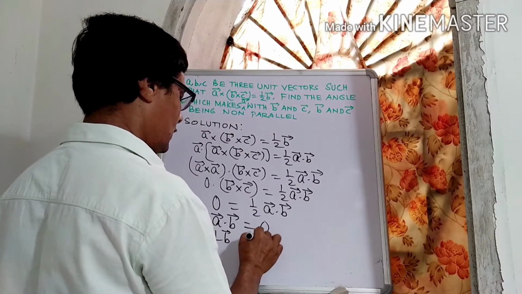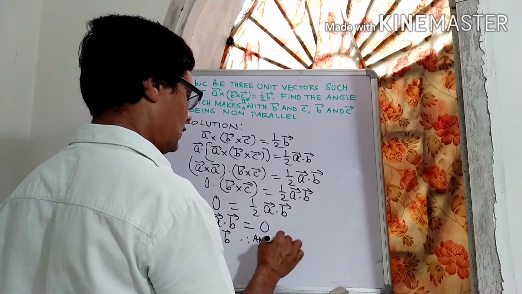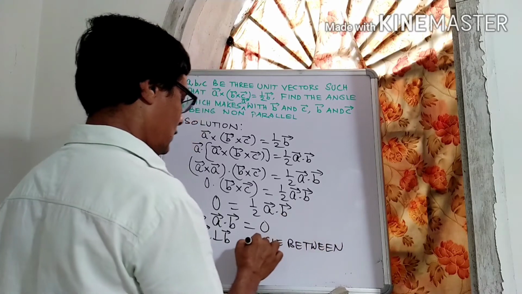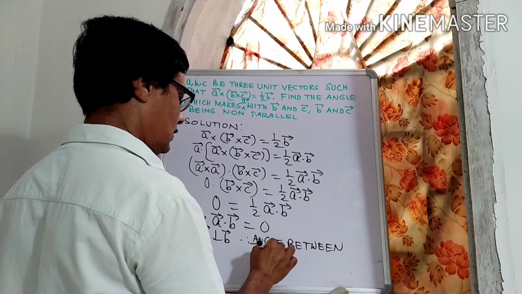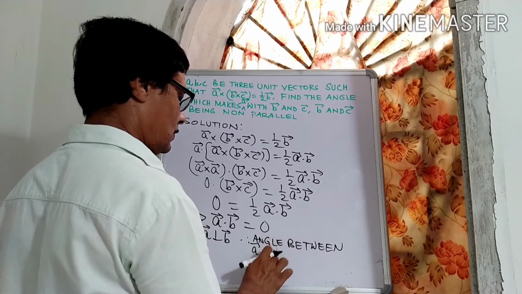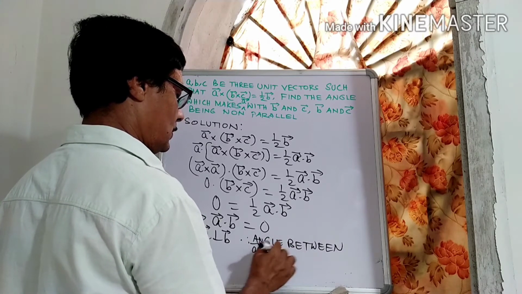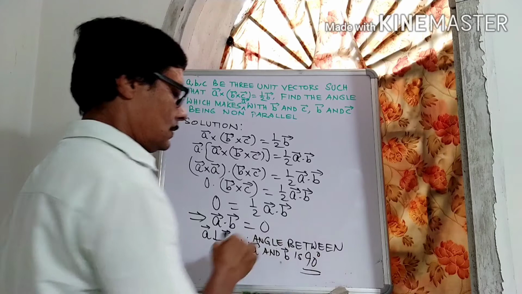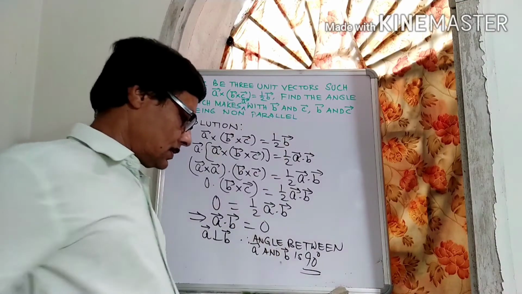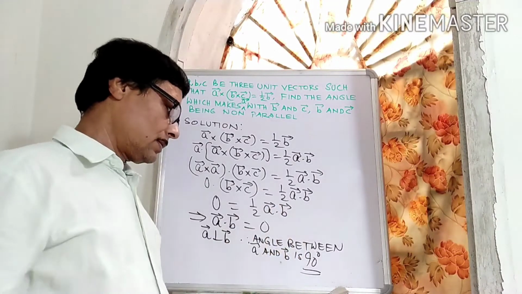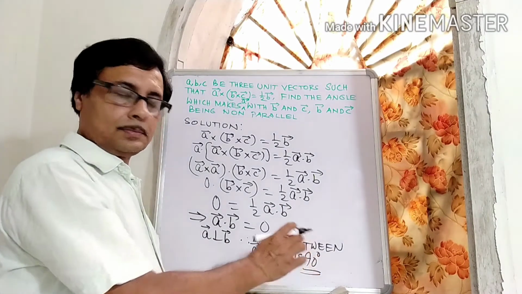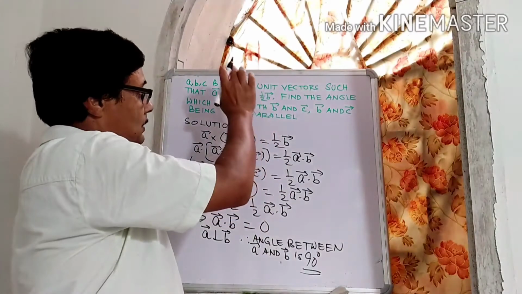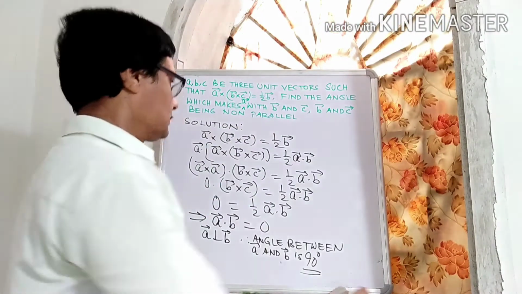So the angle between A and B is 90 degrees. So one of the angles is derived: the angle between A and B is 90 degrees. Now we further derive the angle between A and C.